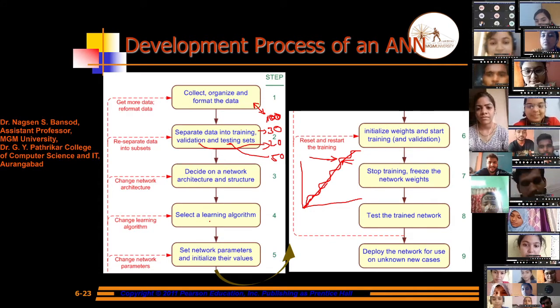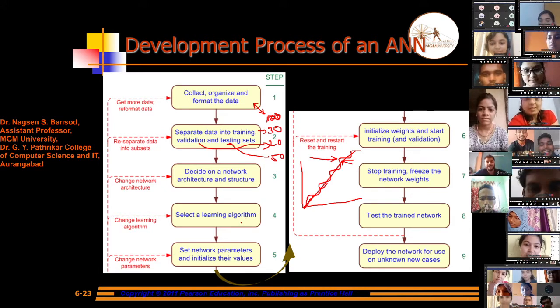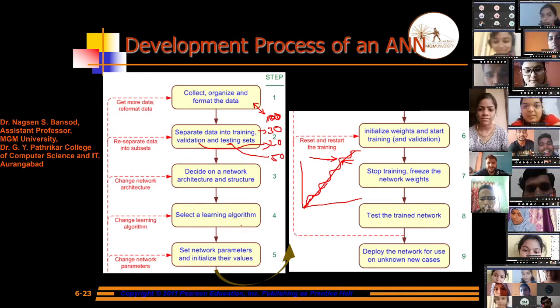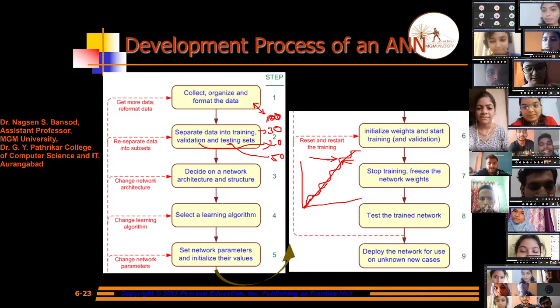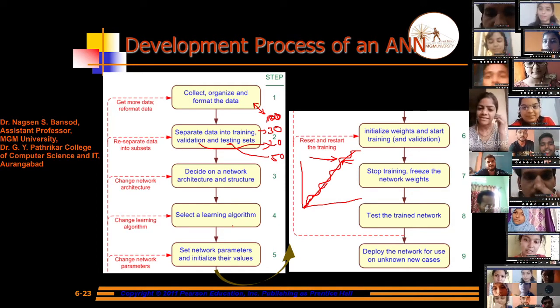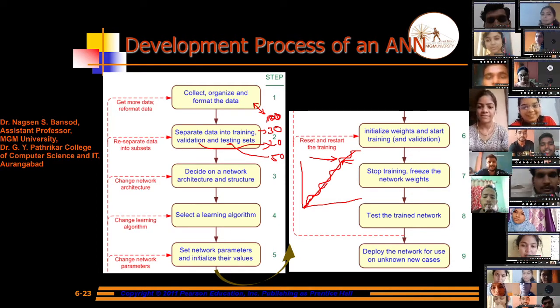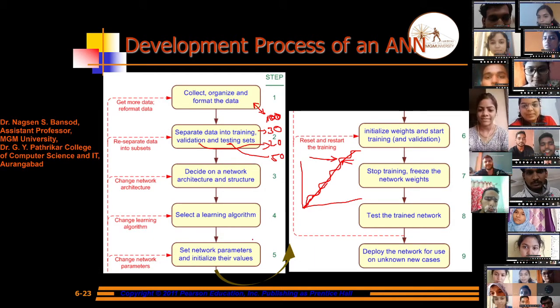After this, select the learning algorithm, whichever algorithm classifies our data properly, like supervised learning or unsupervised learning. We select that at step 4. And step 5 is to set the network parameters and initialize their values.